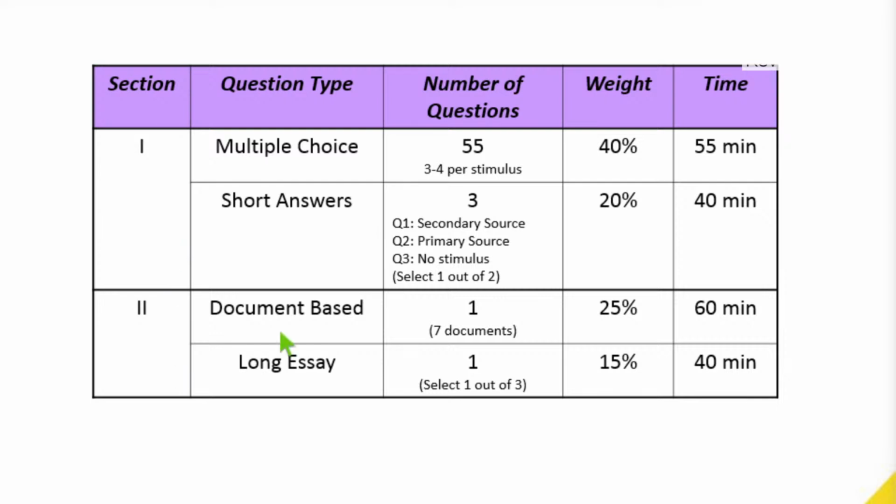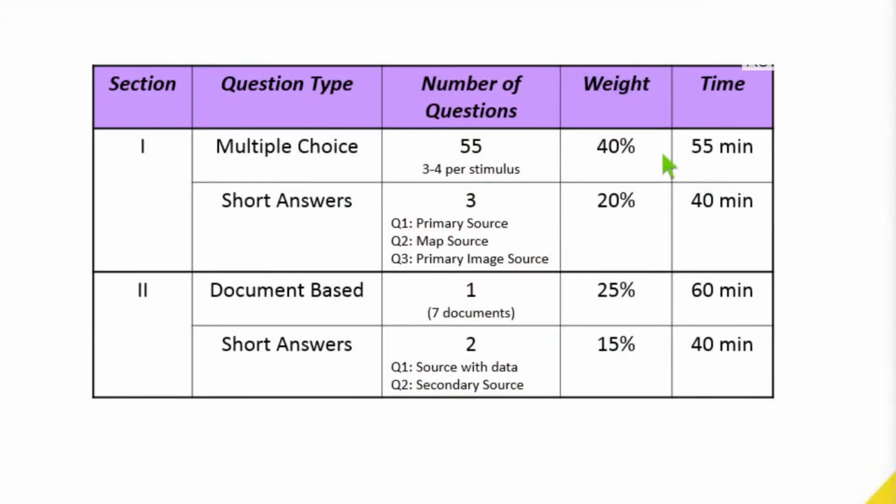Your section 2 is document-based, so you have 1 essay. You're looking at 7 documents. One of them is a non-textual document. The others are generally textual. 60 minutes, including the reading time, and then a long essay where you select 1 topic out of 3. Now, this will be for the first administration. This is for the paper administration.